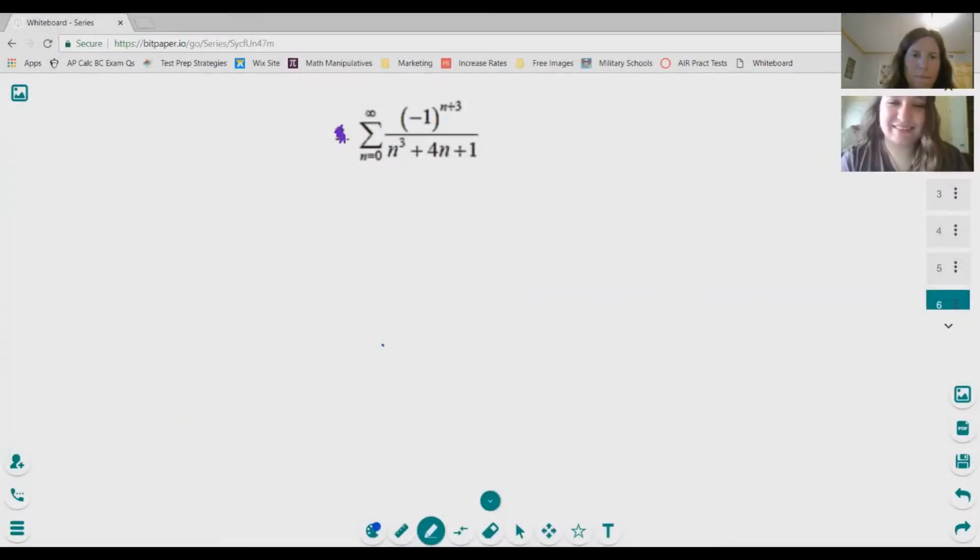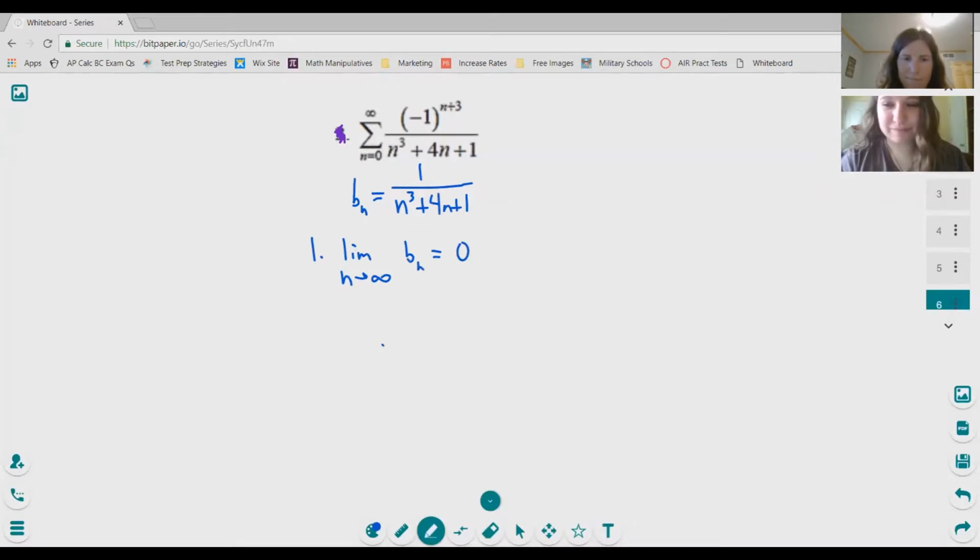All right, so what's b sub n? 1 over the denominator. Making me do all the hard work. Okay, and then you take the limit. Yeah, I'm going to do the shorthand and just write b sub n. What does that limit approach? 0. Cool. Is that what we're going for? Exactly. So far it converges.